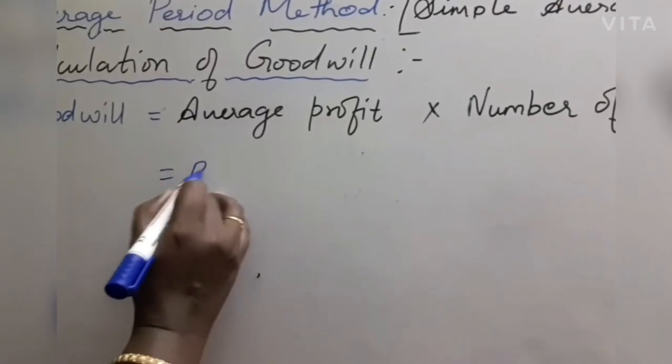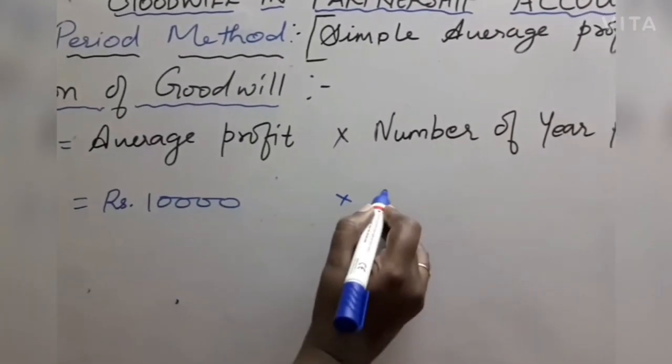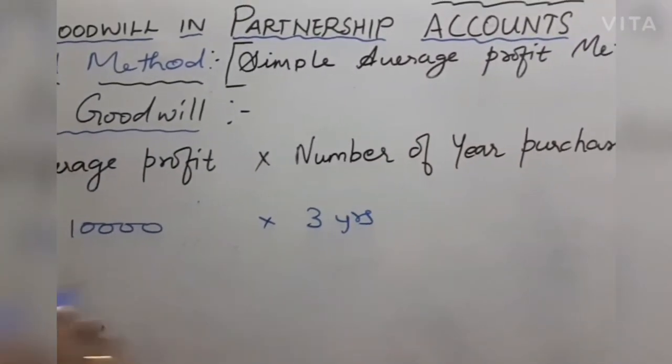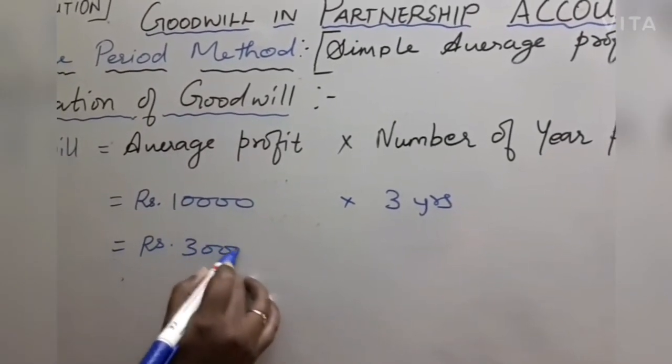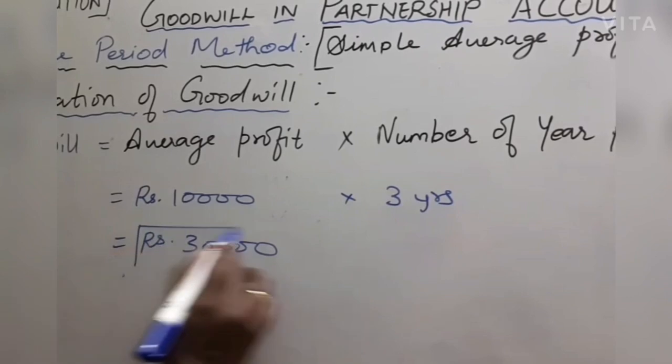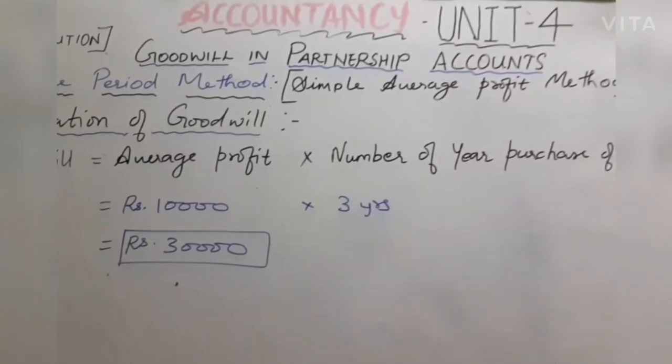Therefore, goodwill is equal to average profit. We got 10,000, children, 10,000 into number of years purchase, 3 years. So that is equal to rupees 30,000. So this 30,000 is your goodwill of the firm. Hope you understood this sum.